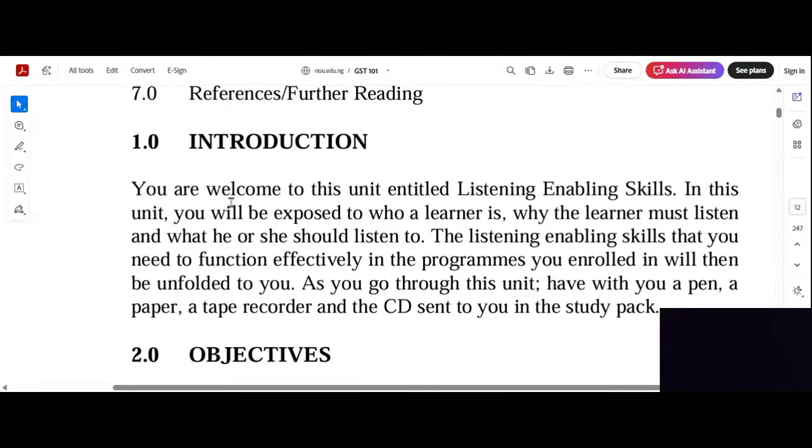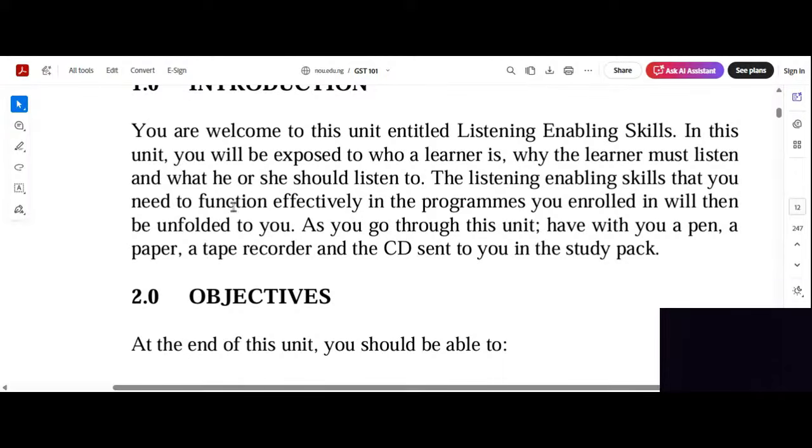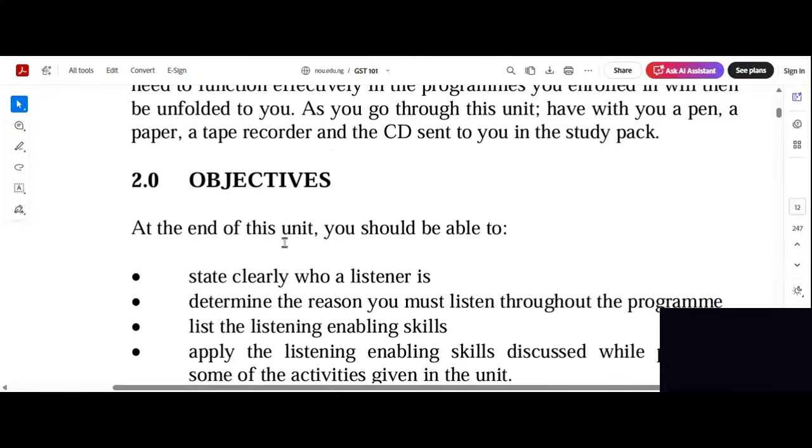So as a form of introduction to the unit, right before we go into just reading, you are welcome to this unit entitled Listening Enabling Skills. In this unit, you will be exposed to who a listener is, and why the learner must listen and what he or she should listen to. The listening enabling skills that you need to function effectively in the programs you enrolled in will then be unfolded to you. We'll stop there for now.